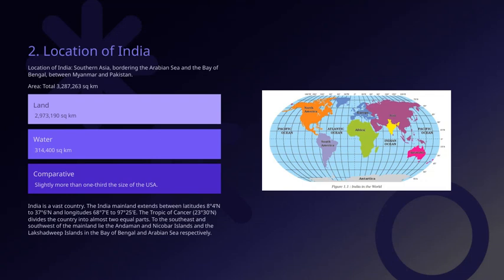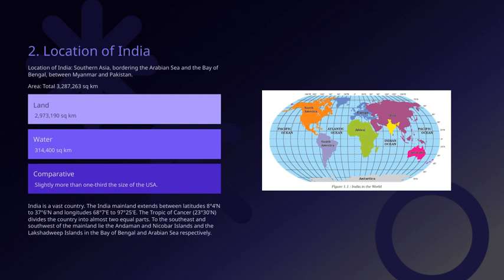India is located in southern Asia, bordered by the Arabian Sea to the west and the Bay of Bengal to the east. It lies between Myanmar to the east and Pakistan to the northwest. In terms of size, India covers a total area of about 3,287,263 square kilometers. Of this, roughly 2.97 million square kilometers is land, and around 314,400 square kilometers is water. To give you a sense of scale, India is a bit more than one-third the size of the United States, making it a truly vast country.